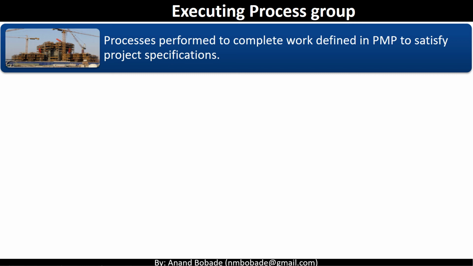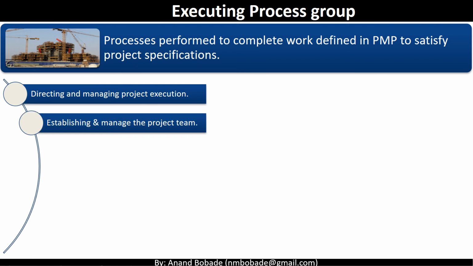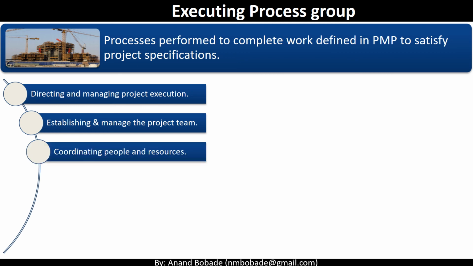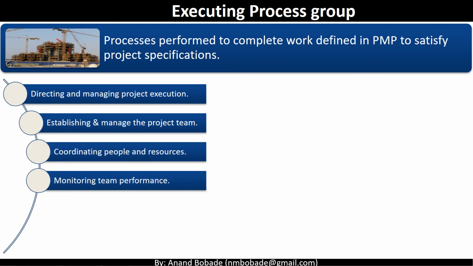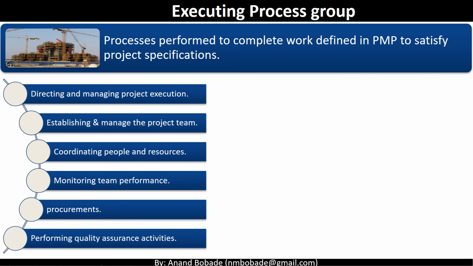Executing process group. This consists of those processes performed to complete the work defined in the project management plan to satisfy the project specification. This is where most of the project resources will be used and most of the work will be executed. The activities involved in this process group are directing and managing project resources, establishing and managing the project team, coordinating with people, resources, stakeholders, monitoring the team performance, performing procurement, performing quality assurance activities.